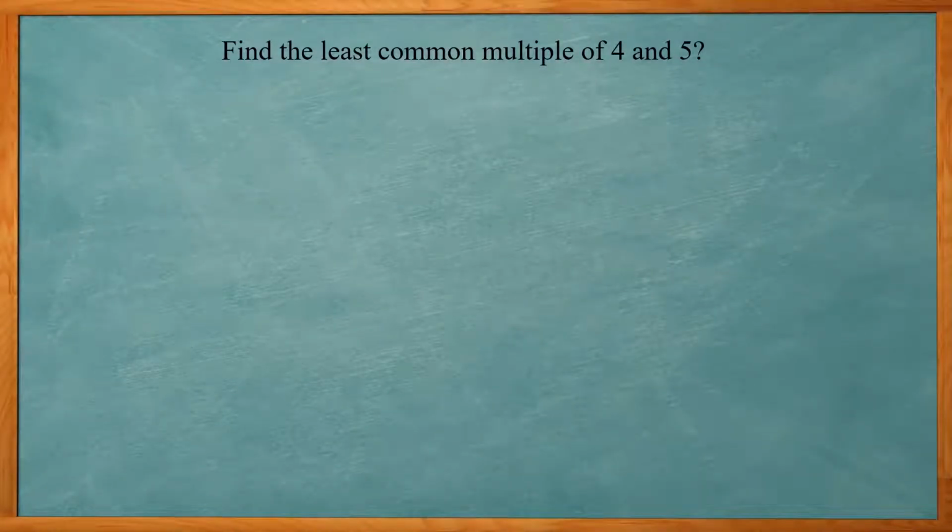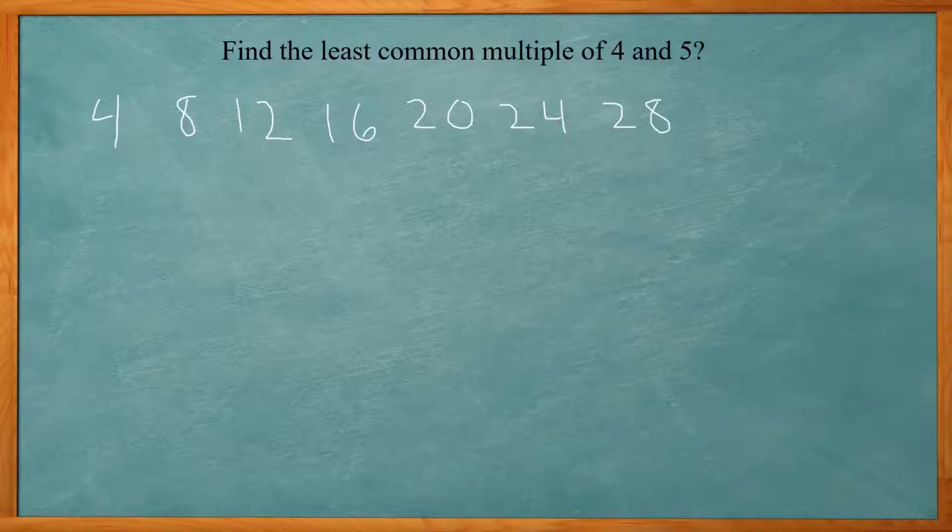So here, if I wanted to find the least common multiple of 4 and 5, I can go through all the multiples of 4, which would be 4 times 1 is 4, 4 times 2 is 8, 4 times 3 is 12, 4 times 4 is 16, 4 times 5 is 20, 4 times 6 is 24, 4 times 7 is 28, and 4 times 8 is 32.